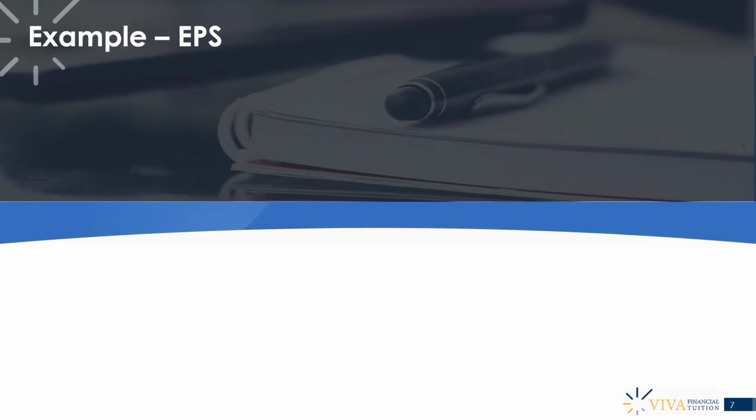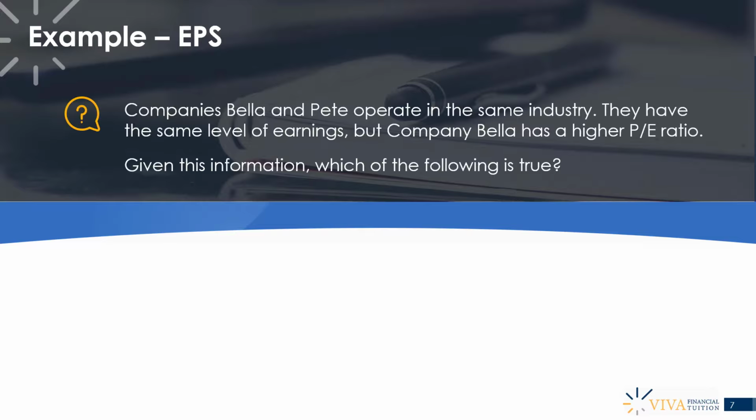We're now going to have a look at more of an analytical question, and this one's around earnings per share. So we're told here about two companies, Bella and Pete, that are in the same industry. They've got the same level of earnings, so the same profit after tax. But Bella has a higher PE ratio. Given this information, which of the following statements is true?